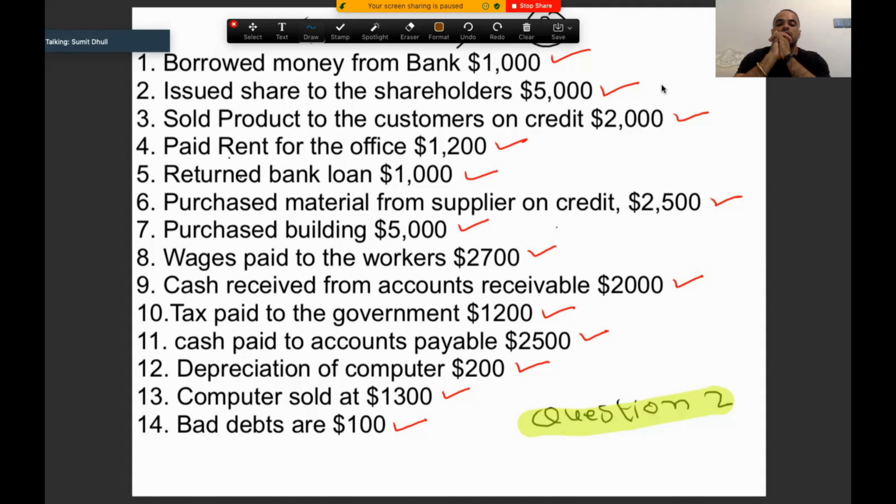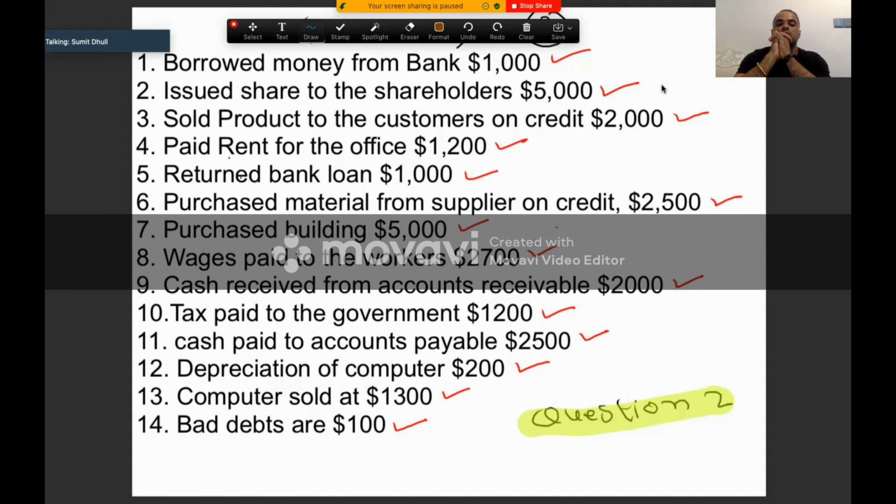Okay. Number 7, purchase building. Building is debit and cash is credit. Number 8, wages paid to the workers. Wage expense is debit and cash is credit.